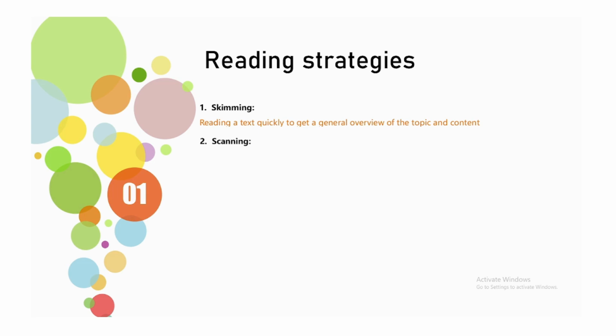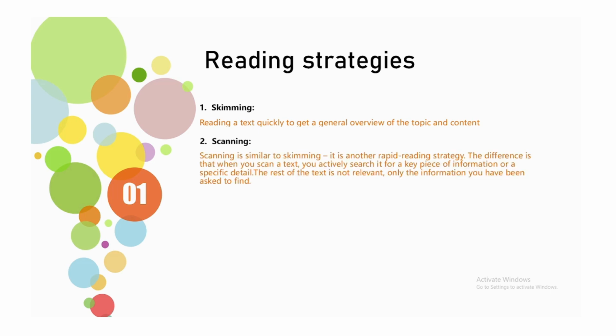Scanning. Scanning is similar to skimming. It is another rapid reading strategy. The difference is that when you scan a text, you actively search it for a key piece of information or a specific detail. The rest of the text is not relevant, only the information you have been asked to find.